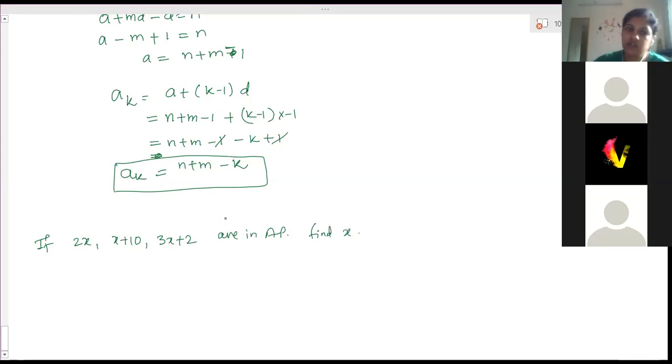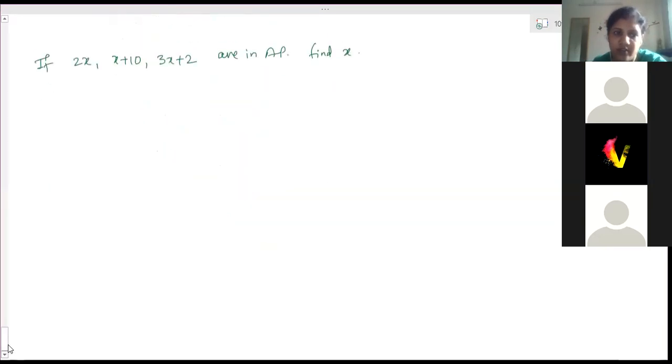These are 1 marker questions. If these 3 terms are in AP, find x. How to find out? Three terms are in AP. What does this mean? The difference between consecutive terms is equal. So find out the differences. This is the first term, this is the second term, this is the third term.